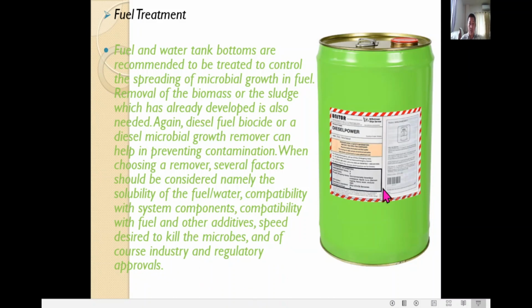So, for example, here we have diesel power. So I also ordered this chemical when I was on board the ship, diesel power. So this one is to treat against what we call here the microbial growth remover. So we have to treat the fuel with the diesel power.